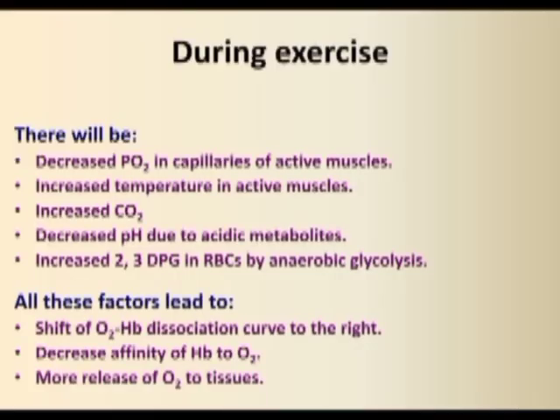During exercise, there will be a decreased PO2 in capillaries of active muscles, increased temperature in active muscles, increased CO2, and decreased pH due to acidic metabolites, and increased 2,3-DPG in RBCs by anaerobic glycolysis. All these factors lead to decreased affinity of hemoglobin to O2 and more release of O2 to tissues, a shift of the oxygen-hemoglobin dissociation curve to the right, and an increase in 2,3-DPG in RBCs by anaerobic glycolysis.